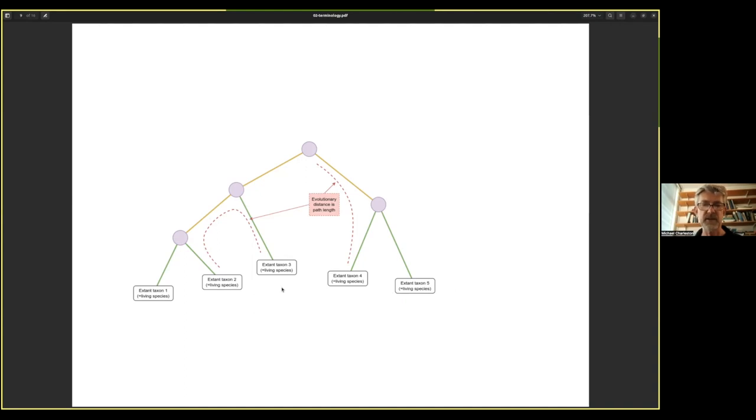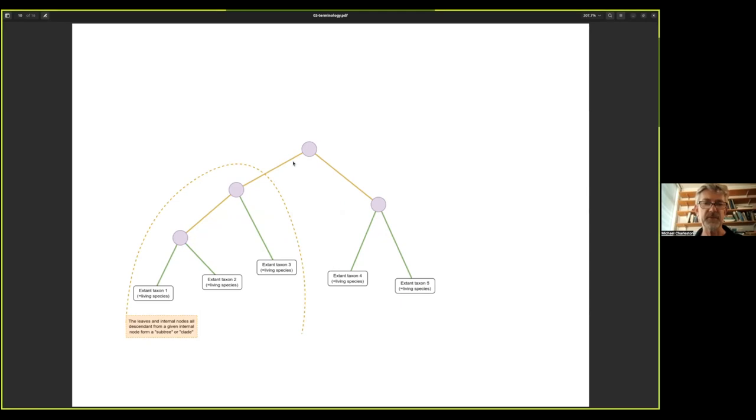Another distance that we can see on this diagram is between taxa 2 and 3 via this dashed red line here, so along the two pendant edges and the intermediate internal edge. I said edge there, branch and edge, the same thing.